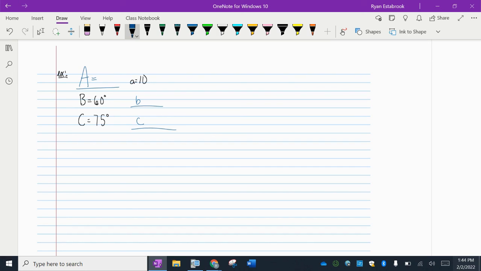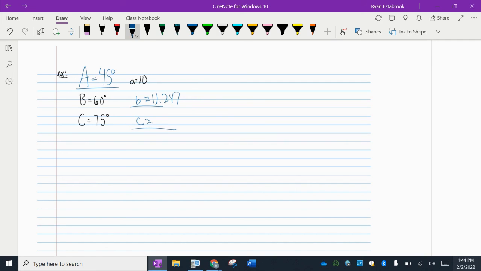All right, so step one, subtract from 180 to get angle A at 45 degrees. Then you can use law of sines to find the other sides. A is our winner because we know capital and lowercase a, so sine of 45 over 10 equals sine of 60 over b. Cross multiply, solve for little b. Good news is my b is bigger than a, just like angle B is bigger than angle A, so I'm feeling pretty good about that so far.